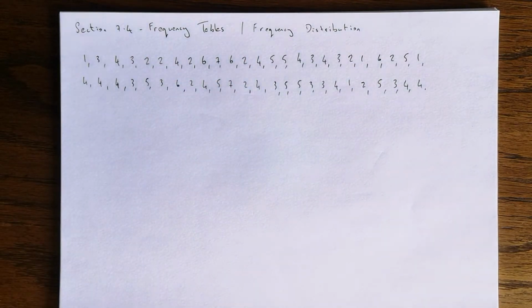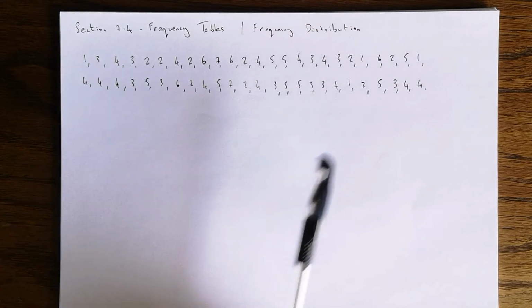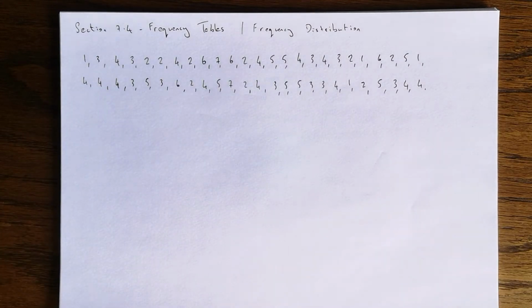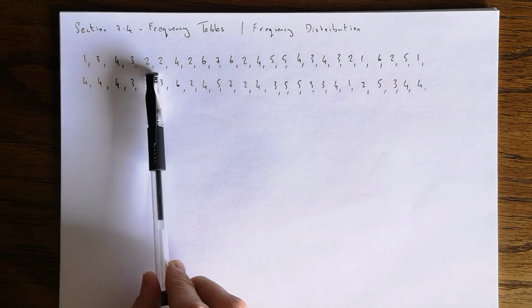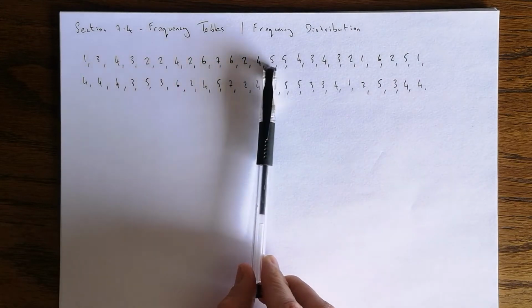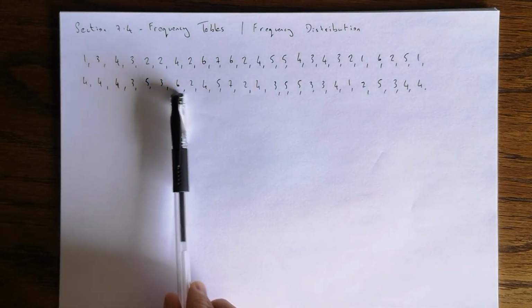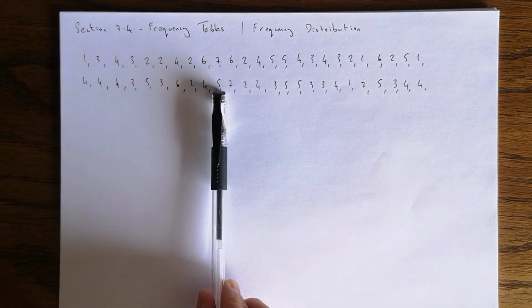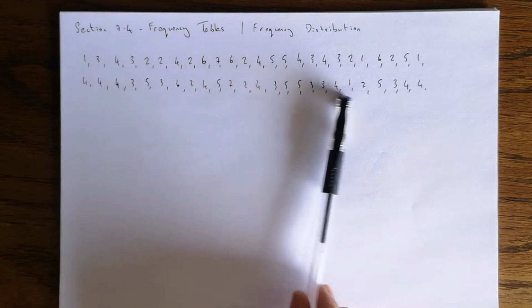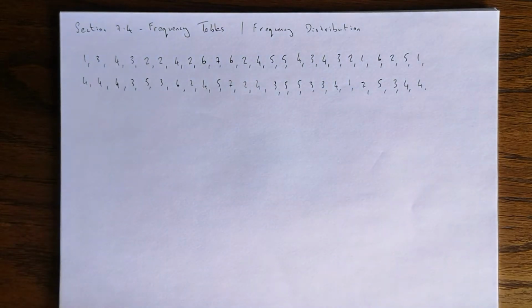When you look at it like that, I suppose it's not that easy to take anything useful from it. I mean, how many families have five children? I'd have to count up and look, there's one there, there's another one there. I can't even remember how many that was. It's not easy to see.